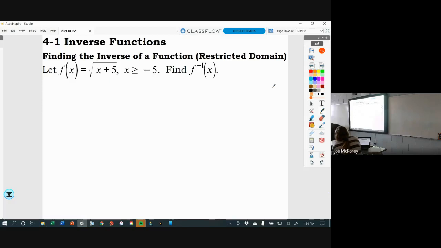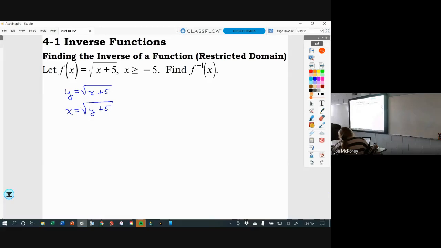The problem tells us to find the inverse. What do we do first to find the inverse? We trade out x for y. Where's the y? F of x. You don't have to do it, but if it helps you, go ahead and rewrite it. Change the f of x to a y, so y equals the square root of x plus 5. And then we're going to swap x and y, that's step 1. So all the y's become x's, all the x's become y's, so x equals the square root of y plus 5.